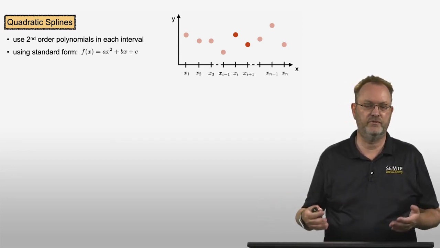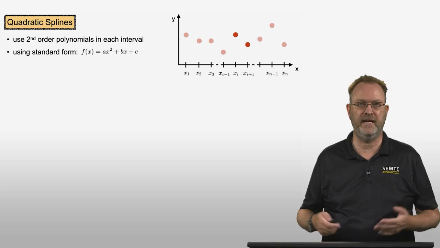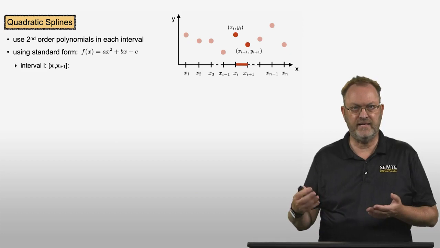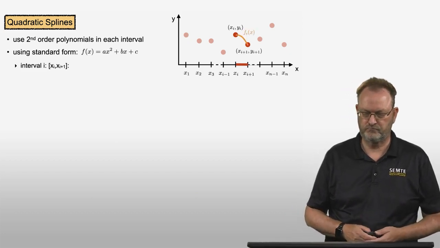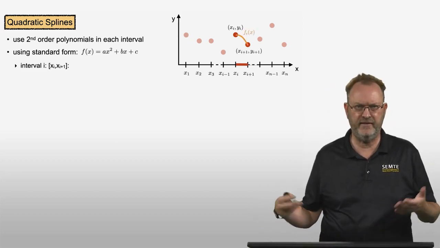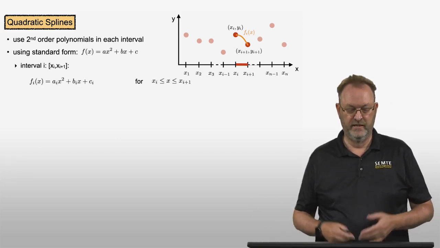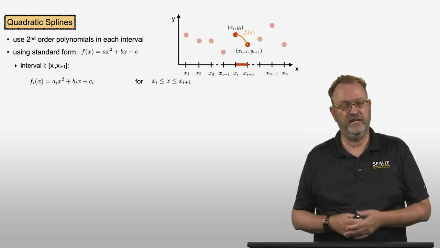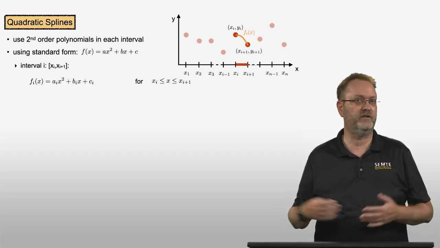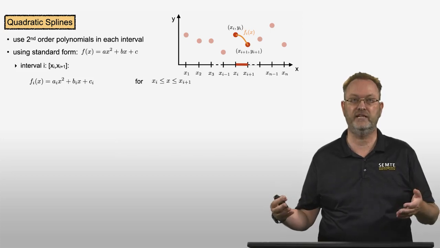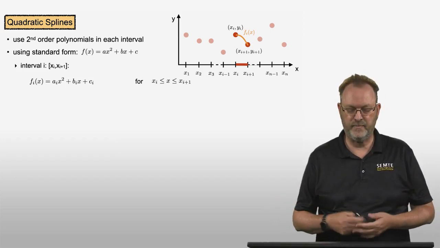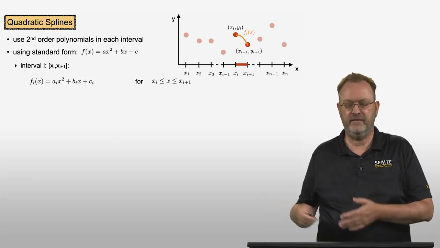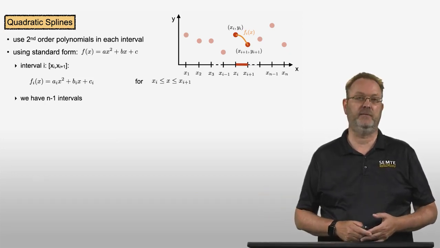So f of x is equal to some a times x squared plus bx plus c. So let's look at the ith interval from xi to xi plus 1. I will have some function f sub i that is a quadratic function with coefficient a sub i. The coefficient becomes a function of the interval that I'm in. So if I'm in the ith interval, I have a coefficient a sub i times x squared plus b sub i times x plus c sub i. And this polynomial will be valid in the ith interval from xi to xi plus 1.